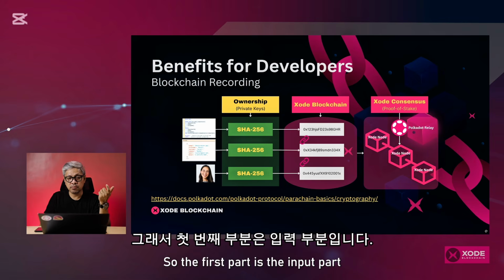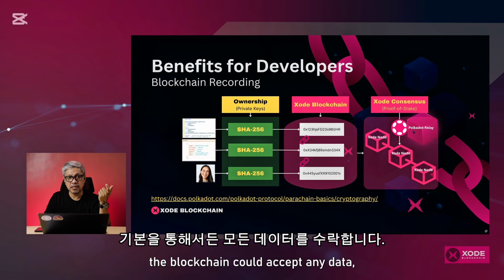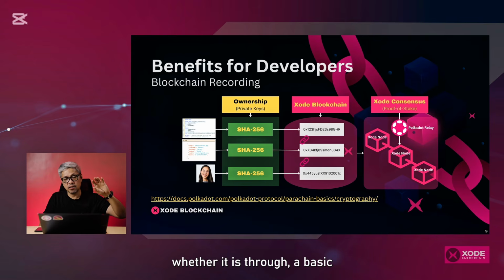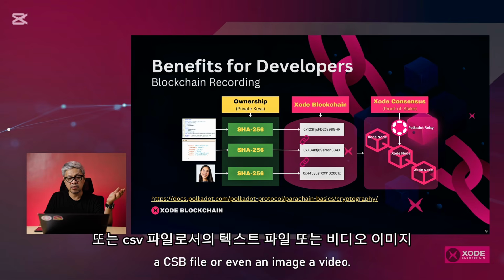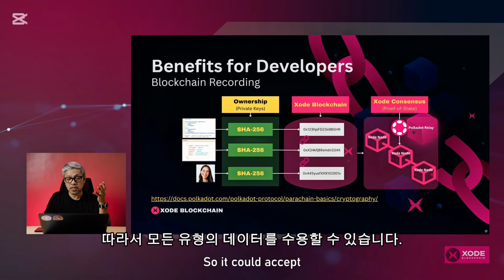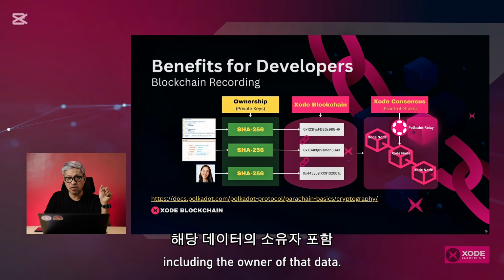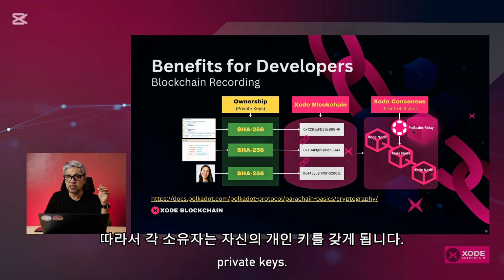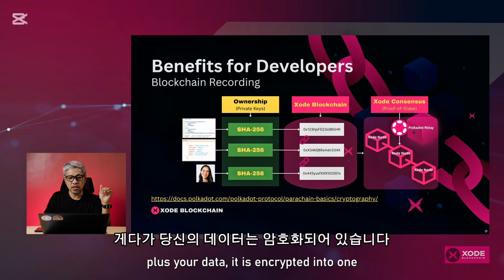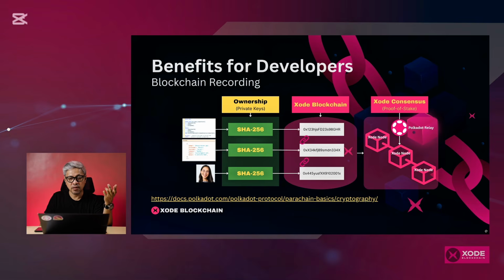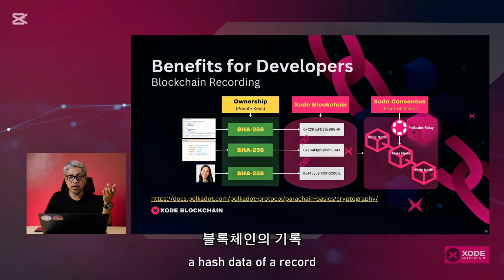So the first part is the input part, which says that the blockchain could accept any data, whether it is a basic data table like employee records, or a text file, a CSV file, or even an image or a video. So it could accept all of those types of data. Those data are then encrypted, including the owner of that data. So each owner will have their own private key. You cannot access the blockchain without your private key. So with that private key, plus your data, it is encrypted into one set of data, and what we call a hash data of a record in the blockchain.